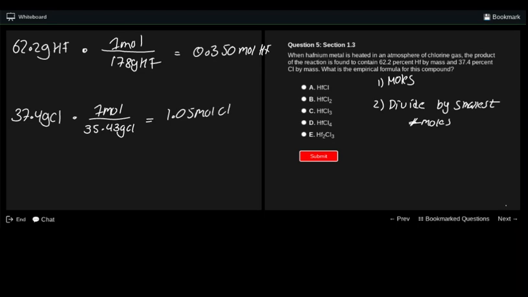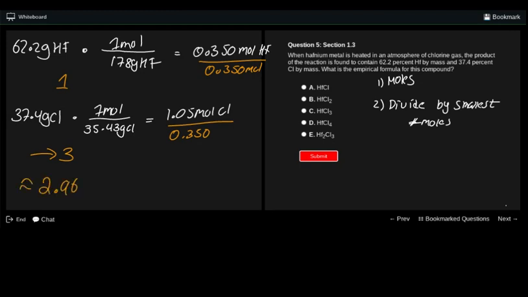Now, hopefully you realize that 0.35 is smaller than 1.05. So I'm going to divide this by 0.350 moles, and also the moles of chlorine by 0.350 moles. So hopefully you realize Hf is just going to be 1. And chlorine, after doing that, I'm going to get 3. And the exact number that you're going to get is going to be around 2.96, right? Somewhere around that.